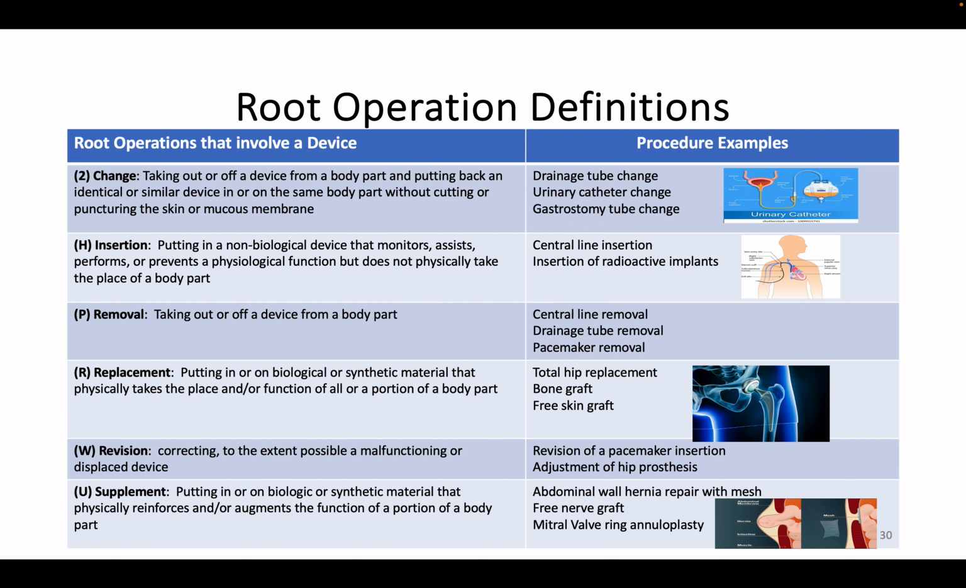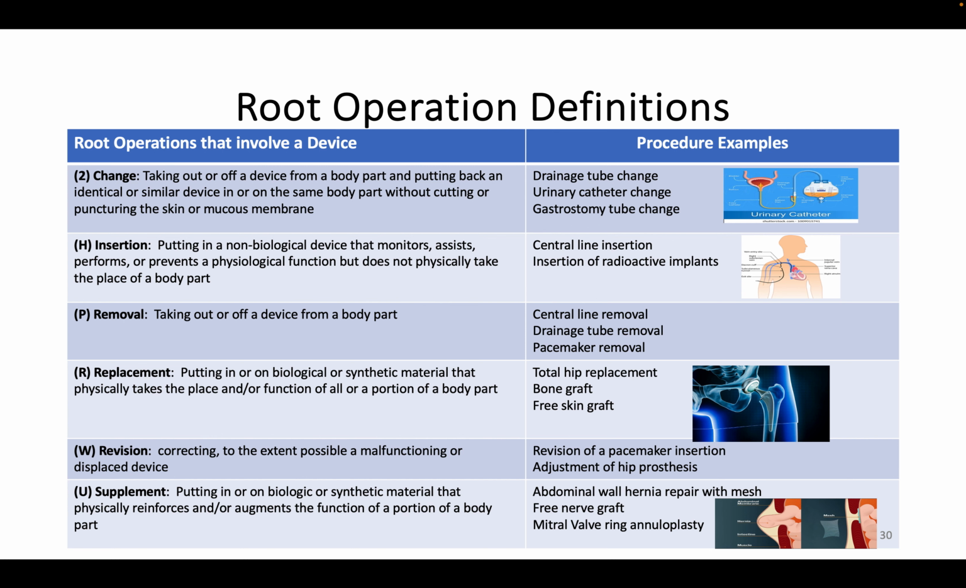Next is revision, represented by the letter W. It's correcting to the extent possible a malfunctioning or displaced device. This is the revision of a pacemaker insertion. So remember, if we took a pacemaker out, so we removed it because the lines maybe weren't working or weren't in the right place, and then we repositioned or revisioned. We did a revision of the pacemaker insertion, so we're replacing it in. We're doing a revision of it. It would go under W.